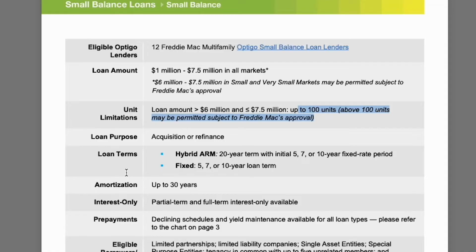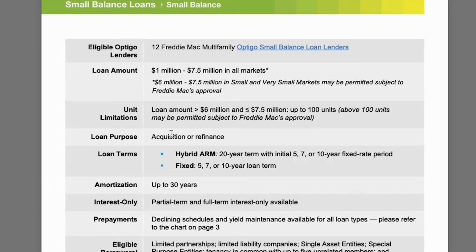Okay, let's move over to loan purpose. When you buy a deal, you can use this loan for 2 reasons: 1, to acquire a property, and 2, to refinance a property. So this is not going to be one of those loans that you use to fix up and do all that other stuff. This is going to be a loan that you use when it's stabilized. Either you're going to buy it stabilized, or you're going to implement your value add strategy and then refinance into a small balance loan product or something like that.